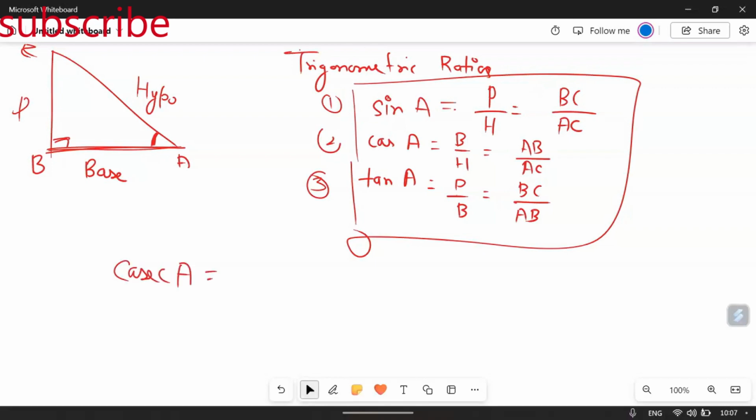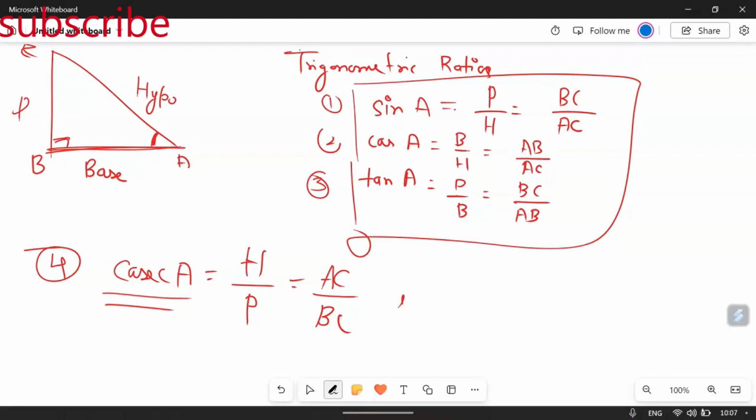First we must understand cosec A. Cosec A is the ratio of hypotenuse upon perpendicular, just opposite to sin A, or the reciprocal of sin A. So hypotenuse is AC and perpendicular is your BC. So it is just opposite to sin A. And the second one you can say is sec A.